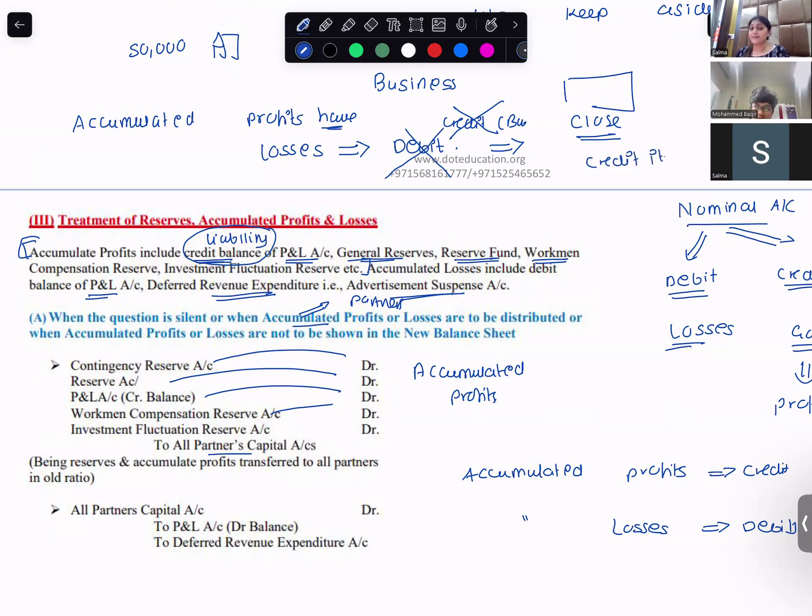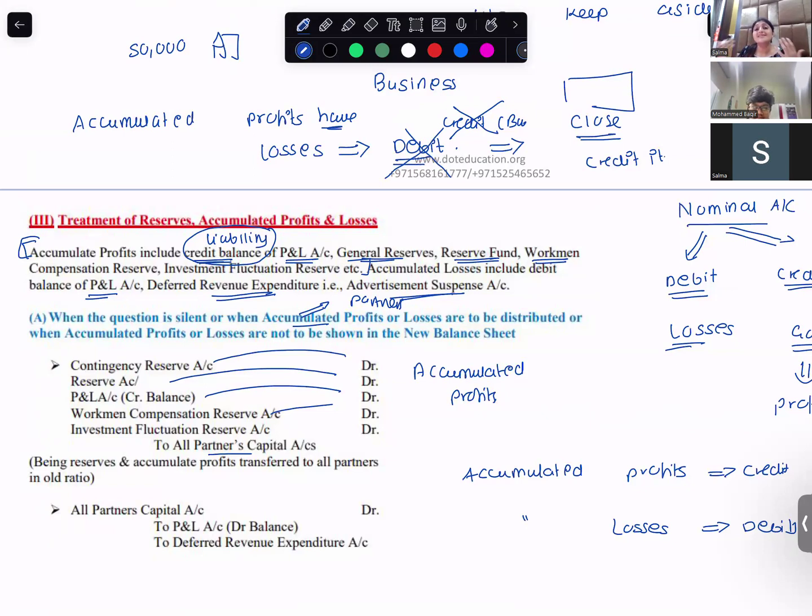Credit it. To cancel a credit, what do you do? We debit it. To cancel a debit, what do you do? Credit it. To cancel a credit, what do you do? Debit it. And to cancel a debit, what do you do? Credit it. So accumulated losses have a debit balance.